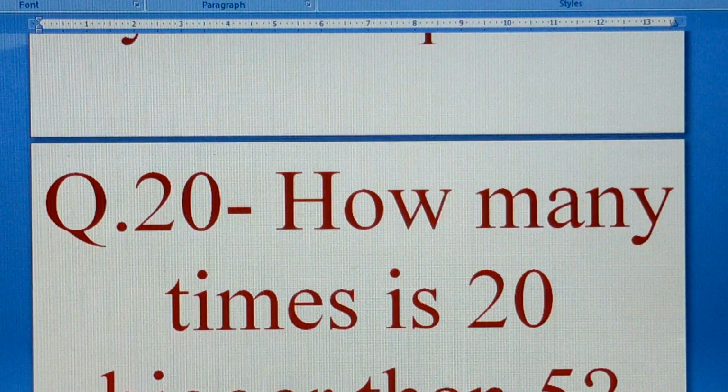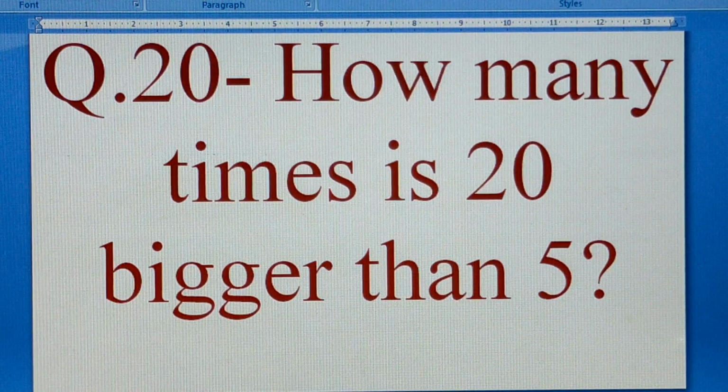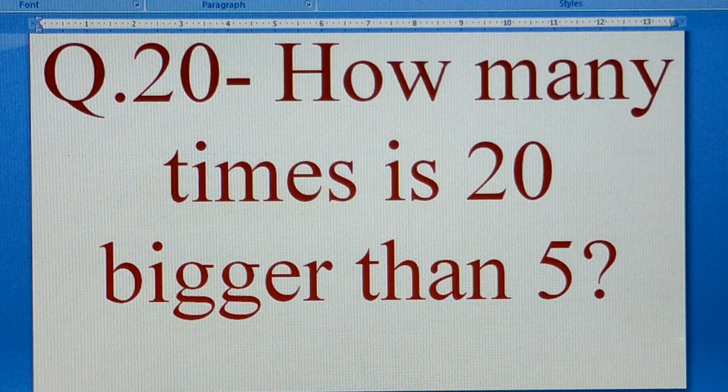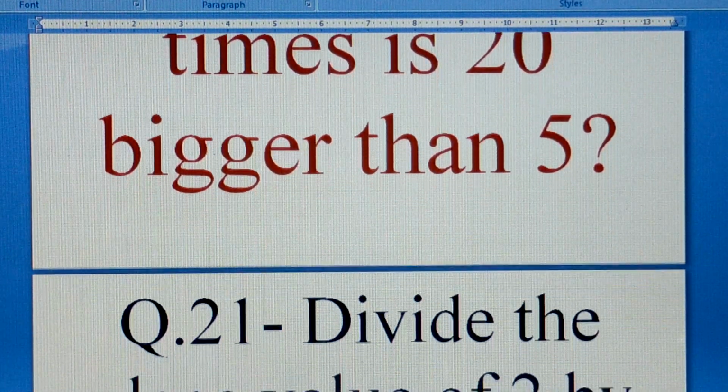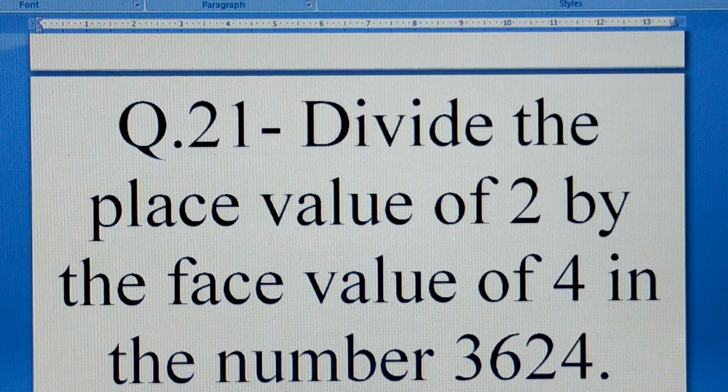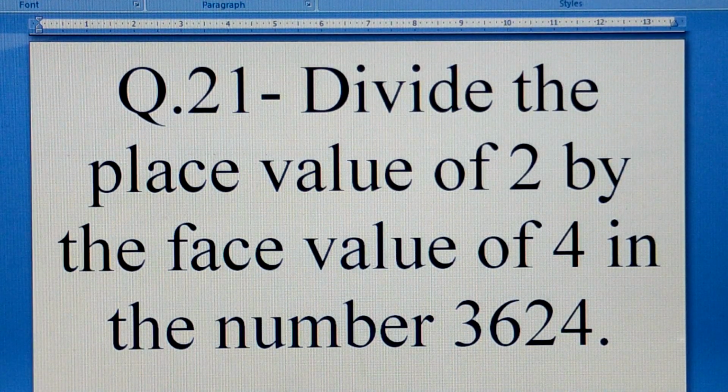Question number 20. How many times is 20 bigger than 5? How many times? Simply it is division. Divide the place value of 2 by the face value of 4.